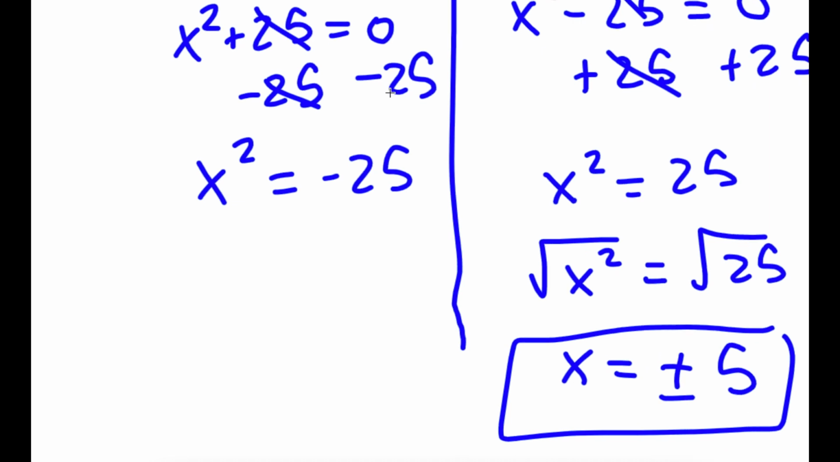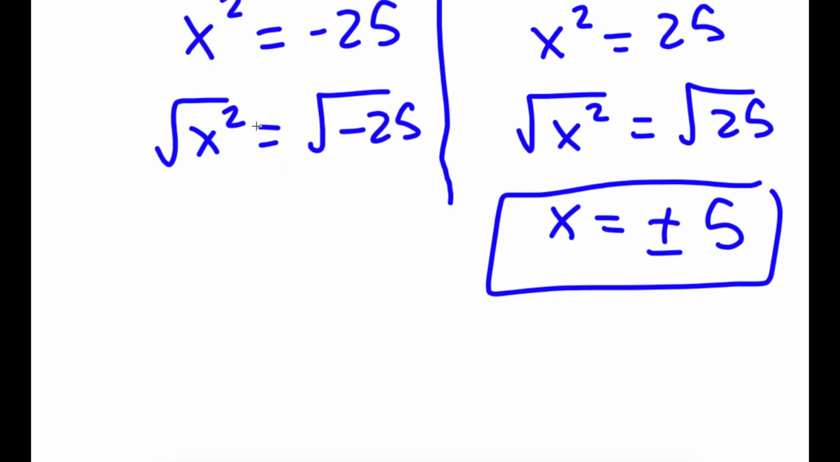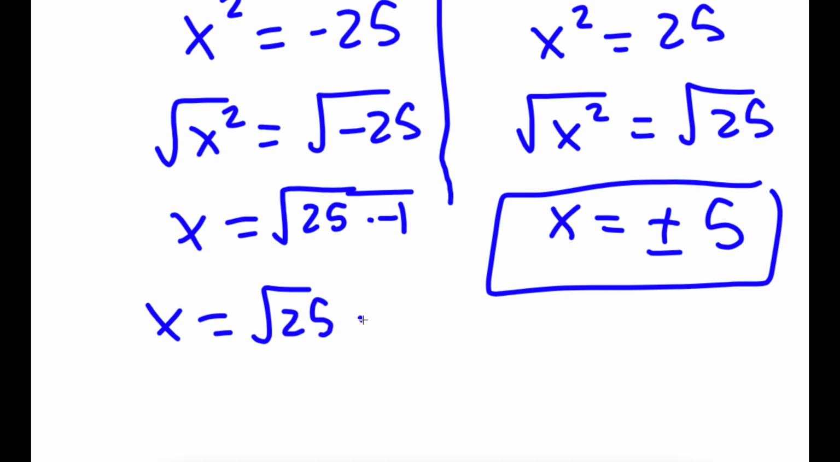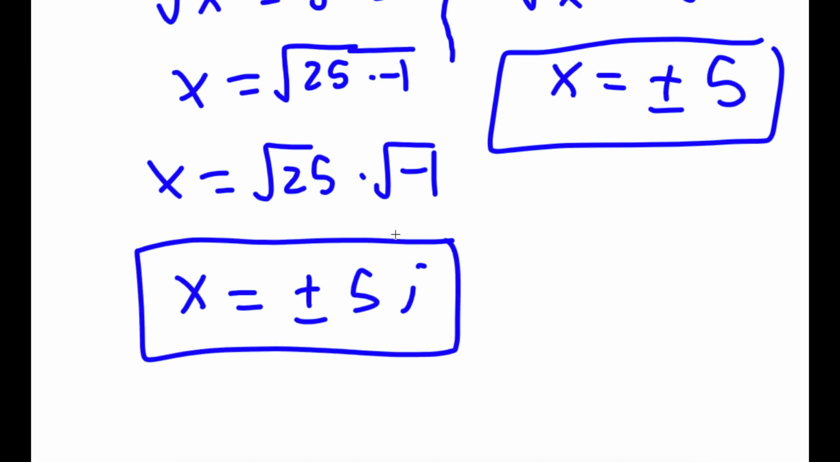And now I'm going to take the square root on both sides. So I have the square root of x squared is equal to the square root of negative 25. And the square root of x squared is simply x. The square root of negative 25 is the same thing as the square root of 25 times negative 1, which is the same thing as the square root of 25 times the square root of negative 1. Now the square root of negative 1 is simply equal to i. So I have the square root of 25 is positive or negative 5i. So these, again, are two solutions.